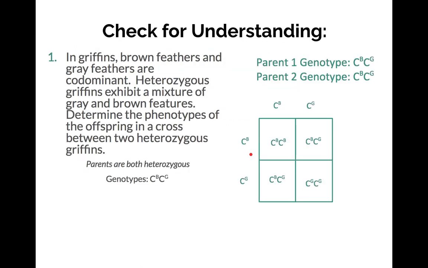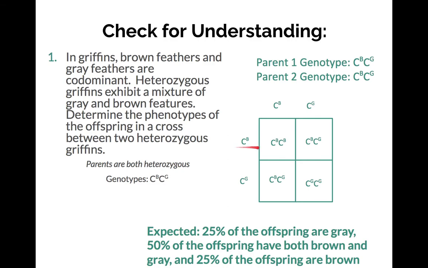Okay, now step 2, we set up your Punnett square. All right, both parents are heterozygous, therefore they look the same. Go ahead and do this cross, and we get 25% of the offspring would be brown. Okay, 50% would have both brown and gray. Again, because it is co-dominant, okay, both are clearly exhibited. So 50% brown and gray, and 25% would be gray.